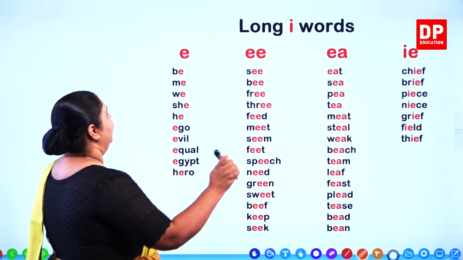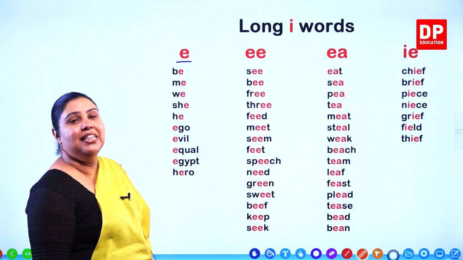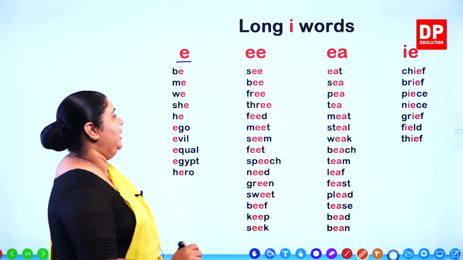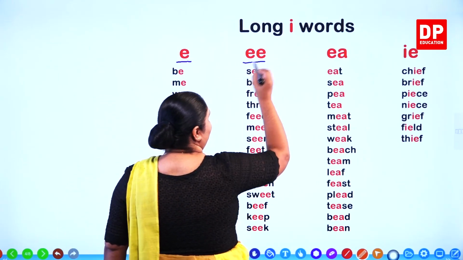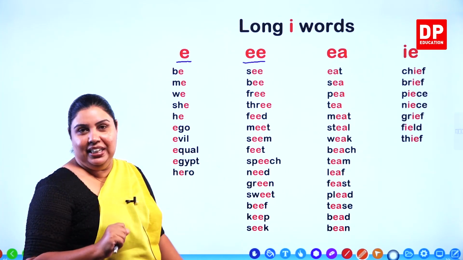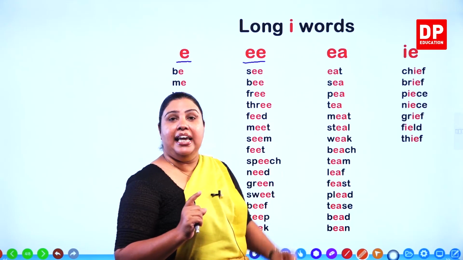Now when we write this letter E, that gives us E sound. When we write 2 E letters, that is the double E, that also gives us the long E sound. Then using letter E and A.